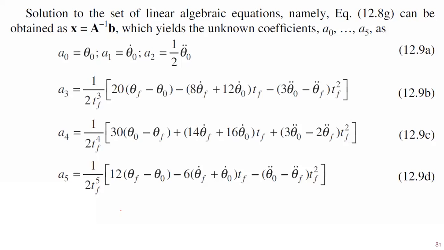a4 is equal to 1 upon 2 tf raised to 4 into bracket 30 into bracket theta naught minus theta f plus 14 theta f dot plus 16 theta naught dot into tf plus bracket 3 theta naught double dot minus 2 theta f double dot bracket complete into tf square, square bracket complete, and a5 is equal to 1 upon 2 tf raised to 5 into bracket 12 into theta f minus theta naught minus 6 into theta f dot plus theta naught dot into tf plus bracket theta naught double dot minus theta f double dot into tf square.